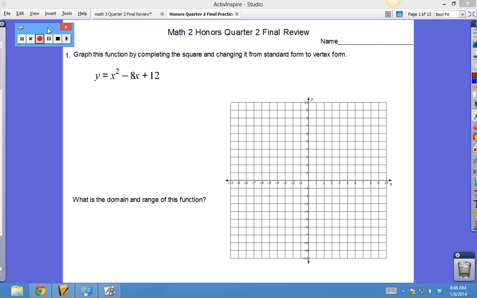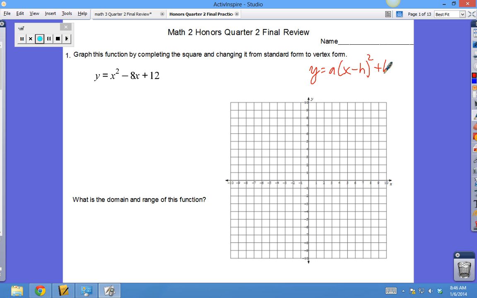Number one, graphing quadratics. So your instructions are to change it from standard form into vertex form. Vertex form is y equals a(x minus h) squared plus k. And right now it's standard form, which is just y equals ax squared plus bx plus c. So you can go from one to the other, and we're going to use completing the square.